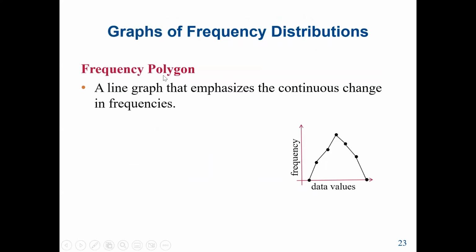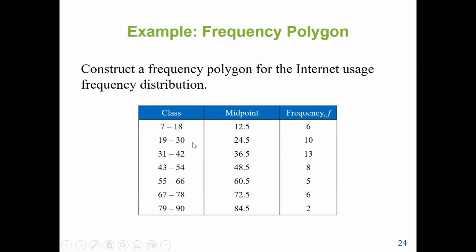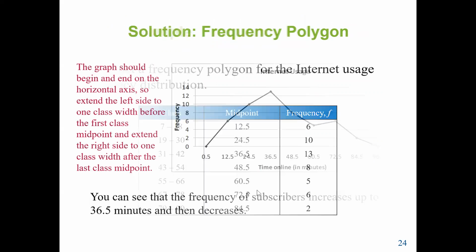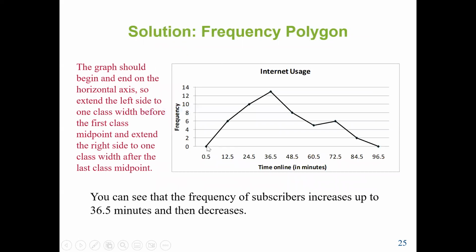So next, what is a frequency polygon? We say a frequency polygon is a line graph that emphasizes the continuous change in frequency. So here we are going to use the midpoint to draw a line on each one. From our previous example, the internet usage frequency distribution table, we can come up with a frequency polygon. In this case, we are going to use the midpoint. So for each interval, we have our point in the middle of the bar and we construct the line.